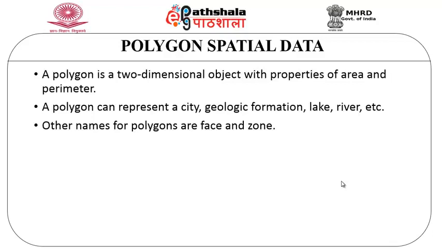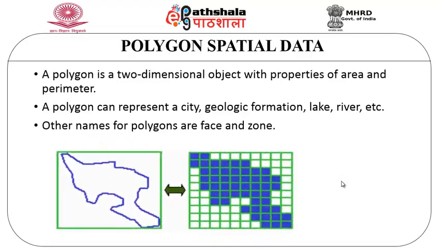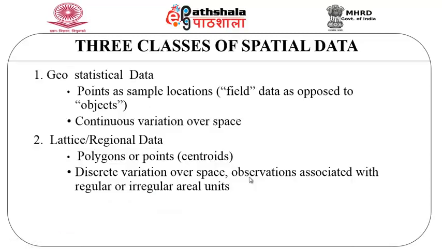The other names that are given for the polygons are faces and zone of the polygon. So this is an example polygon representation. Here we can see a polygon which is being defined by a closed set of edges. Similarly here also the same polygon is being defined by a closed set of edges, but here it is represented in the form of a matrix or in the form of a grid.